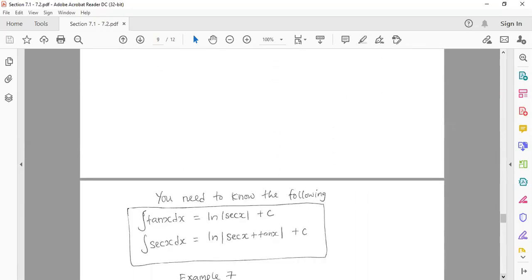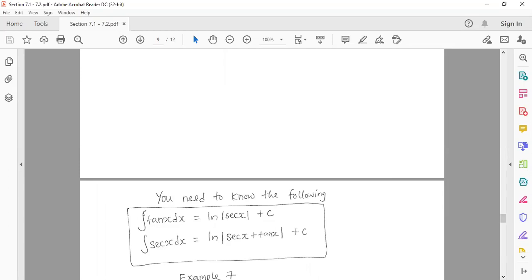All right. What you see there in the box is something that you need to know. You don't need to prove it. If I say you need to know the following, it means that you just need to state this kind of integral. If you see the integral of tan, just tell me that it equals ln absolute value sec x plus c. Don't go ahead and try to show me the u substitution, how you got to the result. I don't care about that.